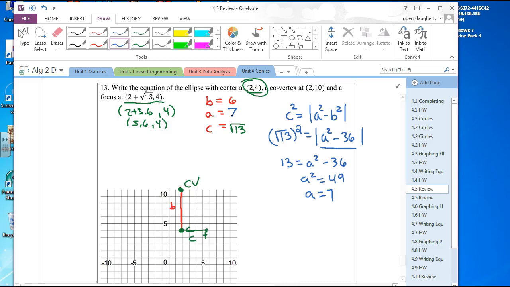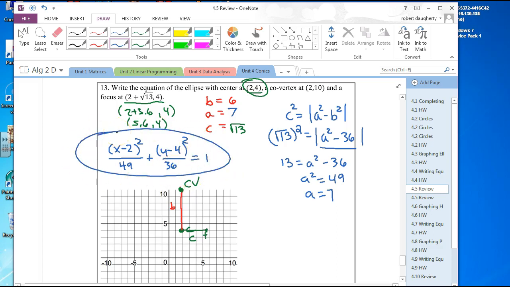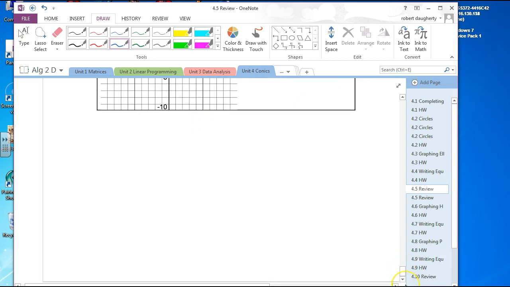So now I have everything I need. I've got the center and I have A and B. So this is (x minus 2) squared over A squared plus (y minus 4) squared over B squared equals 1. And that's it. Guys, a lot of things, especially this thing about deriving equations from ellipses, because there are probably 5 or 6 different ways I can give you the information and expect to get back the equations. You got to be really solid with all of your definitions and the graphing for the ellipse.